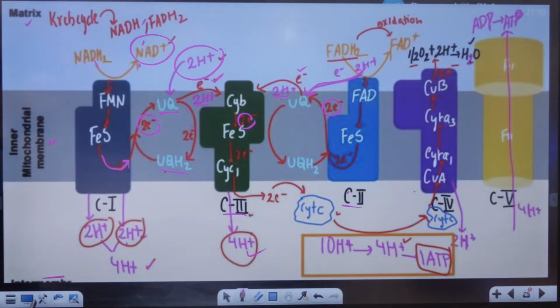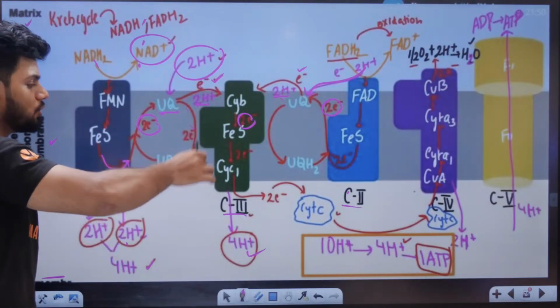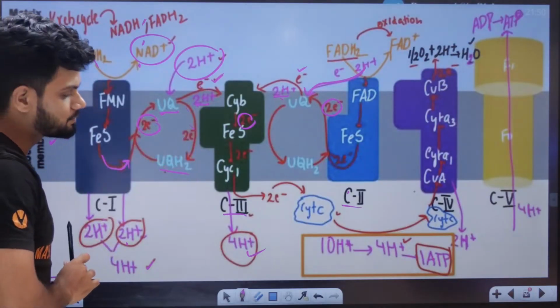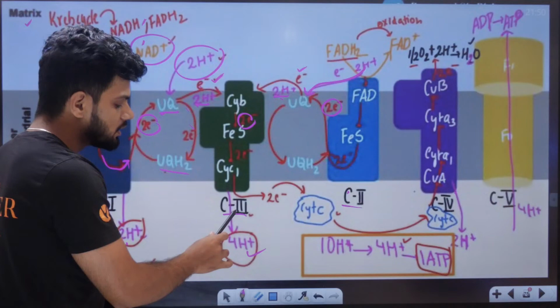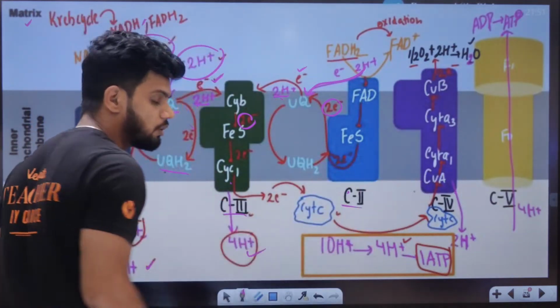Done. Now you might ask me, sir, why only 1 electron? Why not both electrons? Because 1 electron is needed to maintain the cycle. Okay. Now from complex 3, the electrons have to be transported to complex 4. Very far. How do you go now?